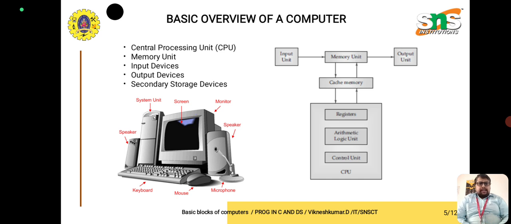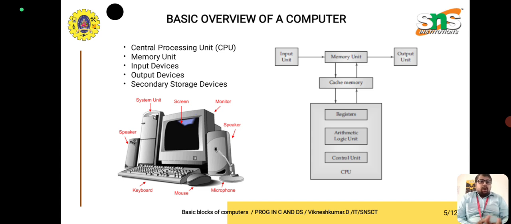Normally, the basic overview of a computer consists of the central processing unit, memory unit, input devices, output devices, and secondary storage devices. What is an input device? The means by which we give instructions to the computer are called input devices. We will see the keyboard, the mouse, and the mic. These are nothing but your input devices.